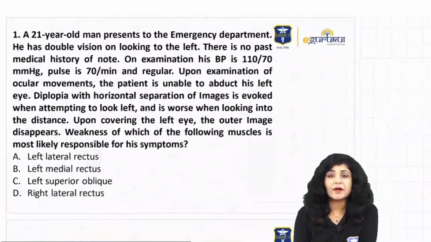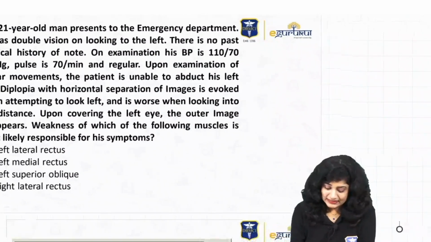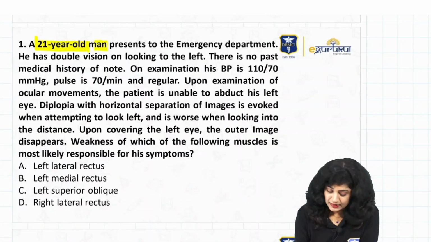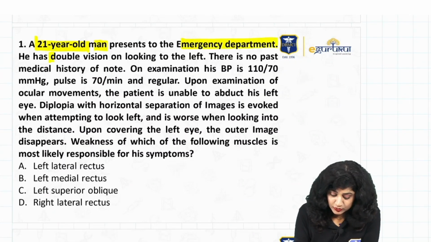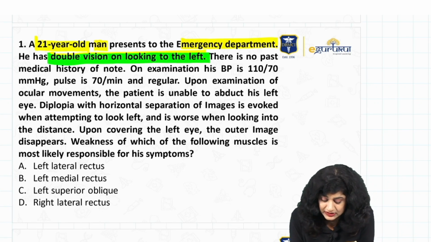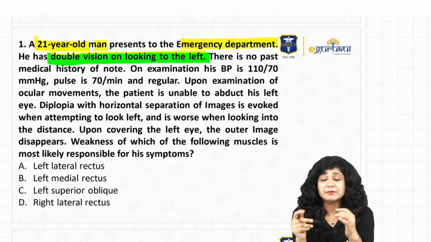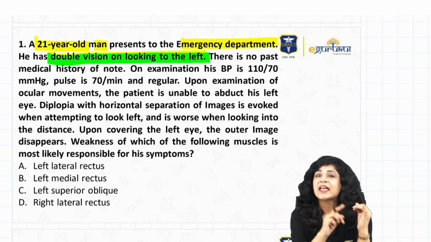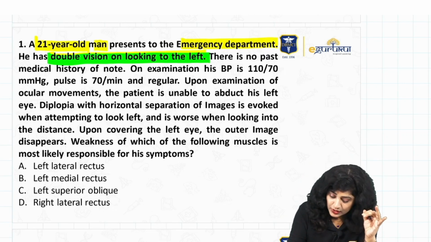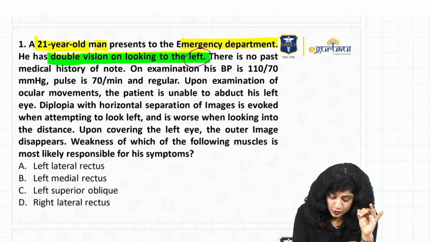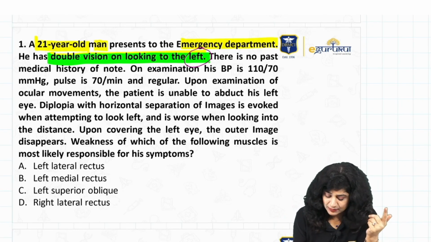Question number 1 says that this is a 21-year-old man who is coming to the emergency department due to double vision on looking towards the right, looking towards the left. This is an important thing because this will help you in finding out what may be the problem. There is a diplopia and which side is affected. That will help you because they are having the diplopia towards the left, right? Now there is no past medical history. On examination, BP is normal, pulse is normal and regular.